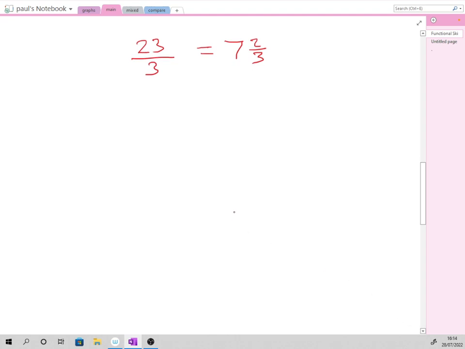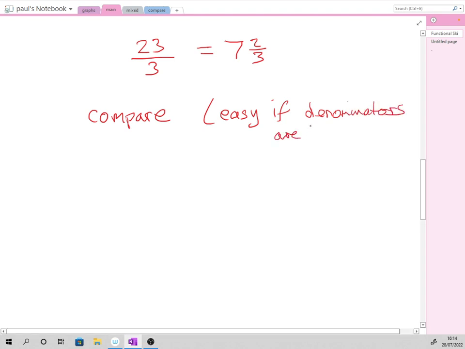When you compare fractions, it's easy if the denominators are the same.